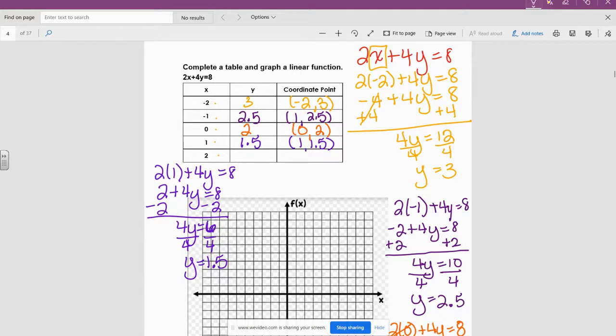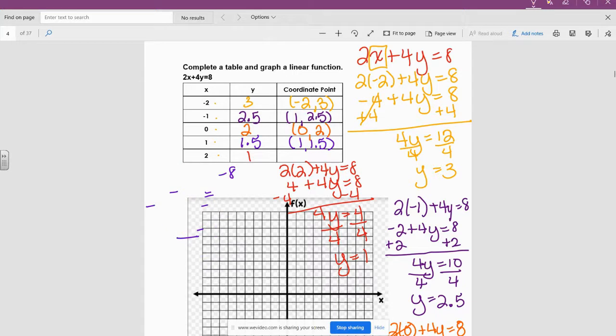And the last one is x is 2. So 2 times 2 plus 4y equals 8. Notice you keep doing the exact same steps over and over, just with different numbers. Get rid of the 4, so I'm going to subtract 4. So 4y equals 4. Divide by 4 on both sides. So y equals 1. So when x was 2, y was 1. I'm going to erase that so it's not in our way to graph here.